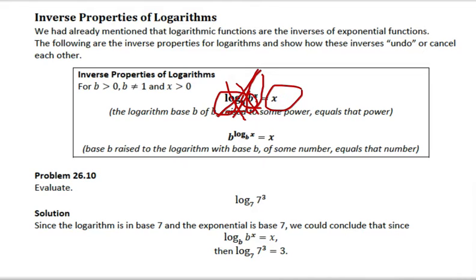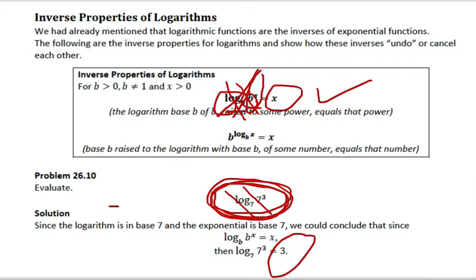Let's look at a problem before we continue with the next property. Let's evaluate this expression. This is asking us, what exponent do we need to get 7 to the 3 if we use base 7? What you need to put on 7 is just 3, or in another approach, we can say the logarithm base 7 and exponential function 7 cancel each other out with this inverse property, so the result is simply 3.